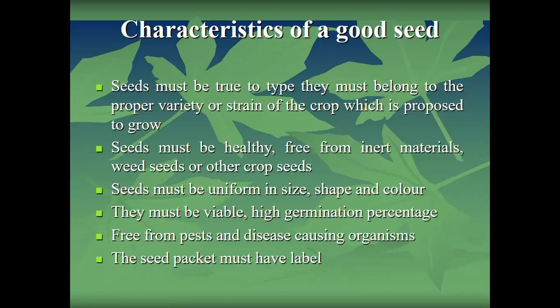So seeds must be true to type. They must belong to the proper variety or strain of the crop, which is being proposed to grow. Seeds must also be healthy and free from inert materials, weeds, weed seeds that is, and crop seeds. Seeds must be uniform in size, shape, and color. And they must also be viable with a high germination percentage.